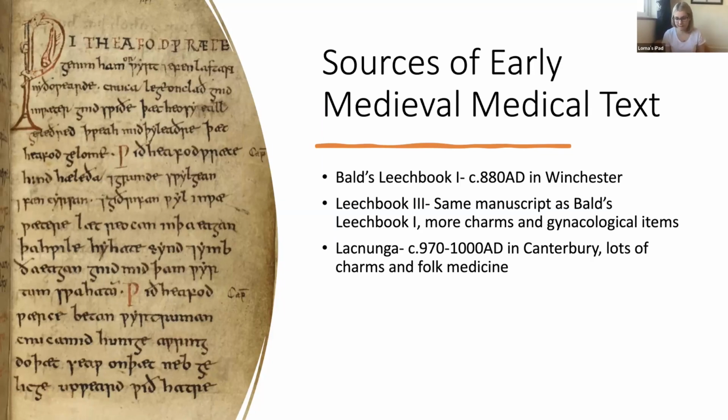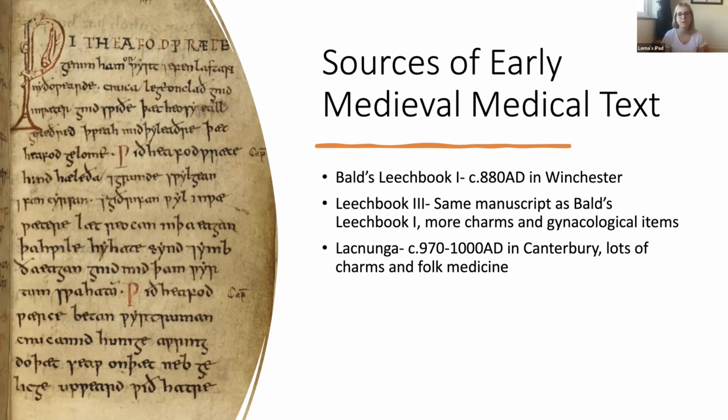Leechbook 3 is in the same manuscript as Bald's Leechbook, but it does not have a contents page. Instead, the topic change is indicated by the word "this" at the top, which is interesting. It starts off in an orderly fashion and then sort of goes off on one in places. There are duplicates between Leechbook 3 and Bald's Leechbook, but Leechbook 3 has remedies that are more of a gynecological nature and uses charms as well as more medicinal cures, and it's slightly damaged.